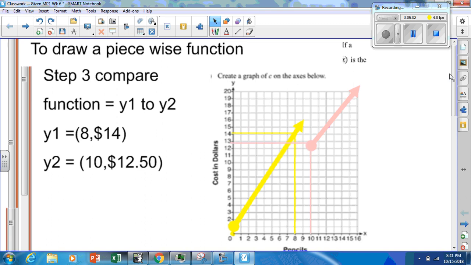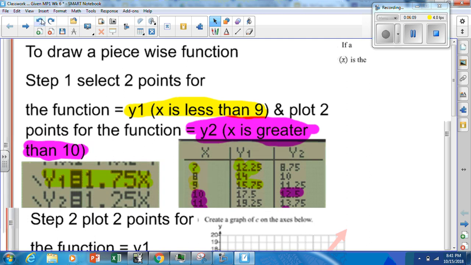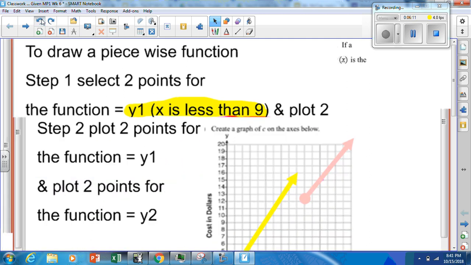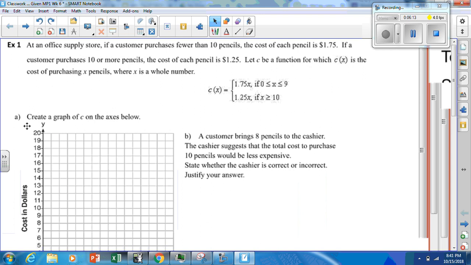But in the meantime, I want you to consider the following. What was our original question? Our original question was for us to A, plot it on the graph, and B, answer this question. The customer brings 8 pencils to the cashier. The cashier suggests they buy 10 instead of 8 because they're going to save money. Is the cashier correct? Yeah, she was. Why is she correct? Because she plotted it on the graph.